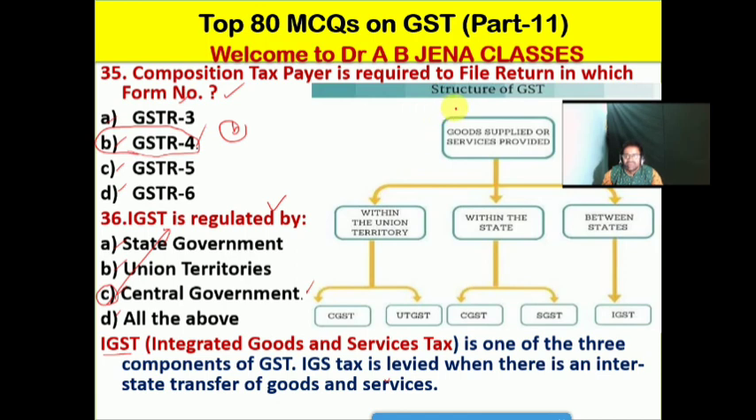So this is the structure of GST: goods supplied or services provided within the union territory will be charged CGST and UTGST. Within the states, it will be CGST and SGST. SGST stands for States Goods and Services Tax. And between the states, it will be IGST. It's very vital friends, so you have to know it.